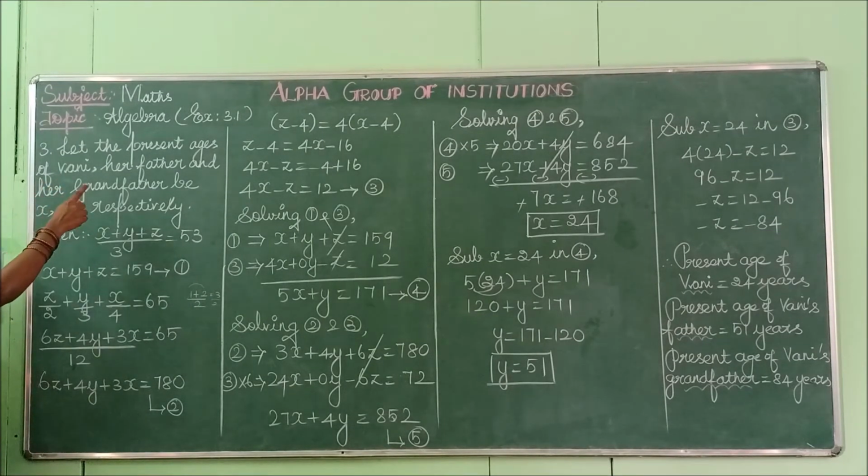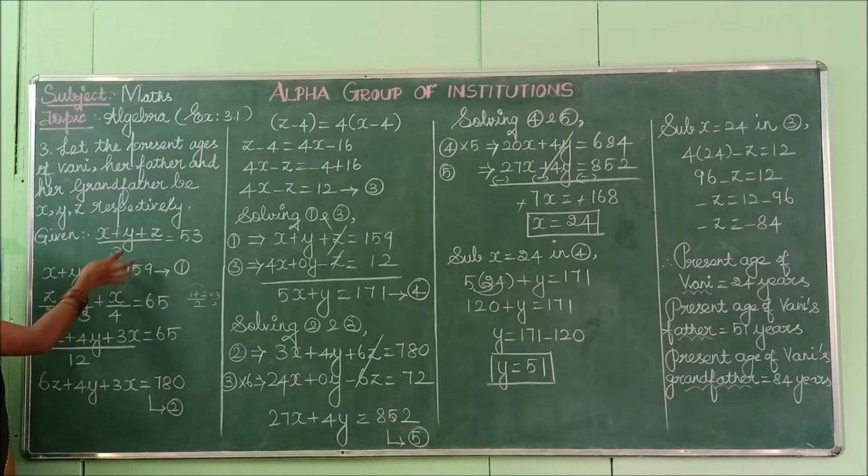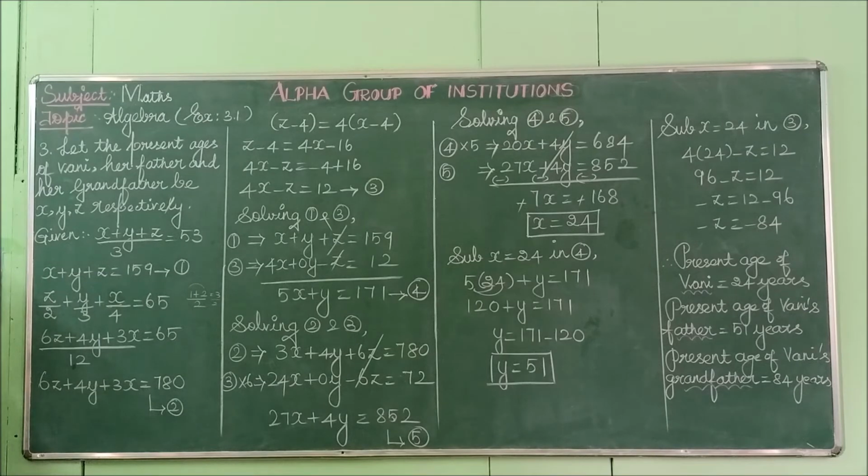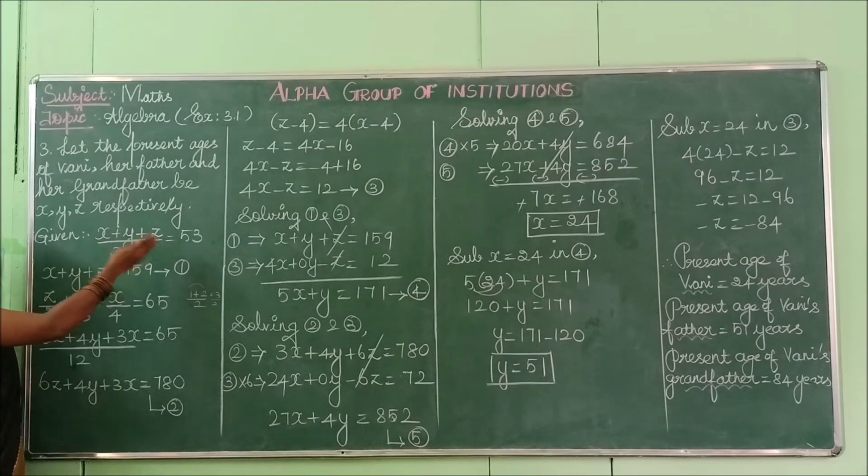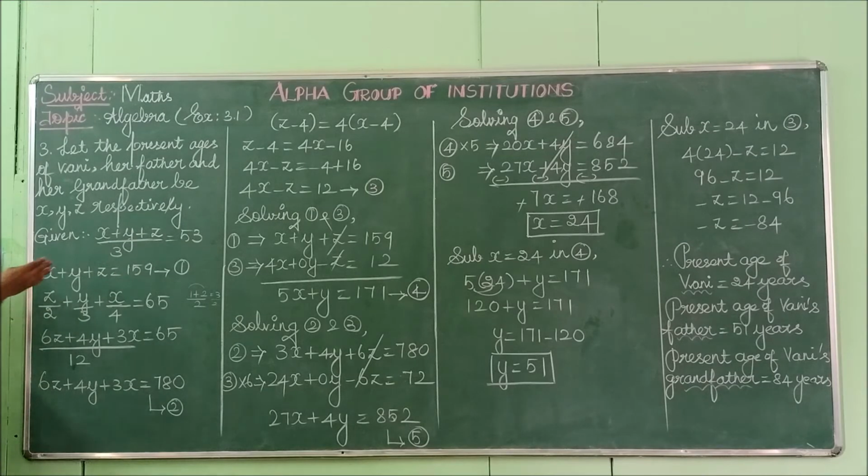So let the present ages of Bonnie, her father and her grandfather be x, y, z respectively. We don't know what the ages are, so we can take the variables as x, y, z. x is the present age of Bonnie, y is the present age of her father and z is the present age of her grandfather. From the first statement, we can write (x plus y plus z) divided by 3 equal to 53. That means the average of Bonnie, her father and her grandfather is equal to 53. Already given in the question. So you have to write like this.